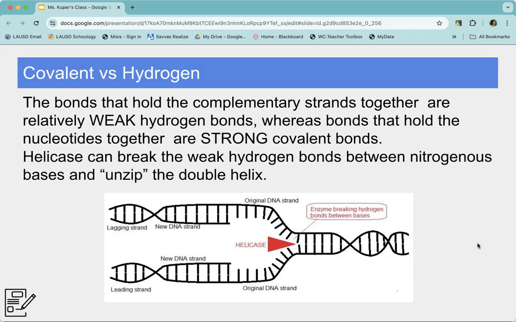So helicase, which is an enzyme, can go through and break those weak hydrogen bonds, almost like pulling apart a magnet. And the nitrogenous bases will unzip in the middle and allow that DNA to be replicated. So if you look to the left of the image, you see there's two DNA copies, whereas before on the right of the image, there was just one DNA. So that is how the structure of DNA, those bonds, help DNA function and replicate.